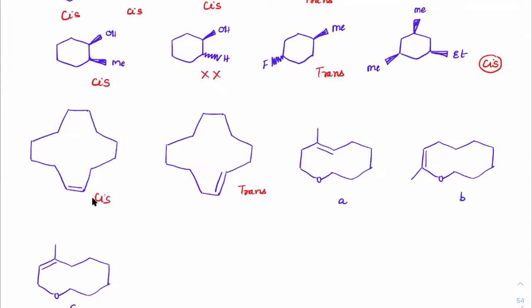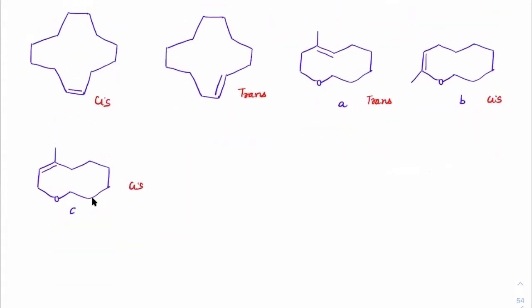This one. Next one. Trans. Next one. Next one. Last one. Cis. Okay, I want you to tell me the relation between A, B, C.